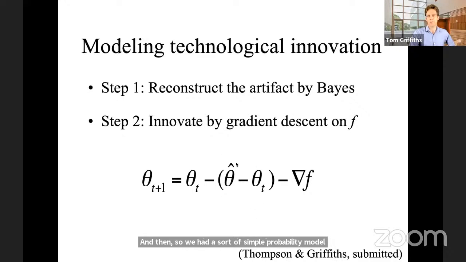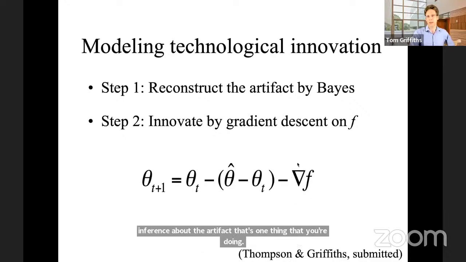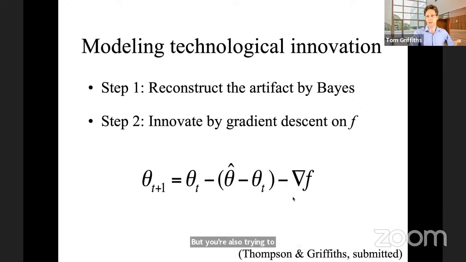And so we had a simple probabilistic model of this where you're making an inference about the artifact. That's one thing that you're doing, but you're also trying to innovate by considering how the utility is going to change. So you're given some arrowheads, and based on this, my guess as to what a good arrowhead is is this, but then I'm going to try out arrowheads, learn something about what makes them good, and then take a step in the direction of the things that make them good.